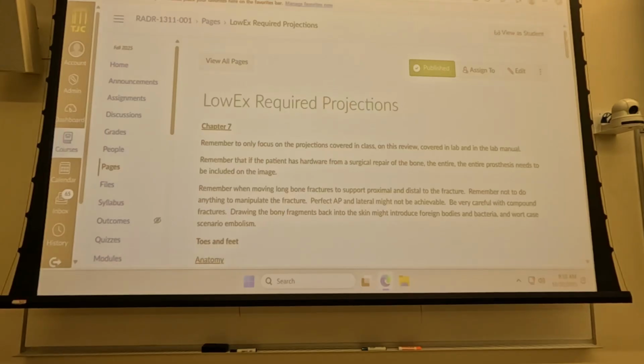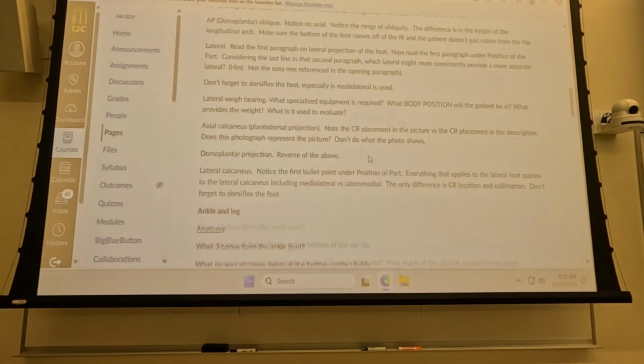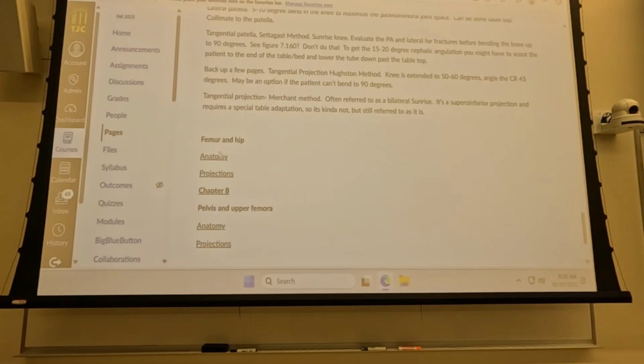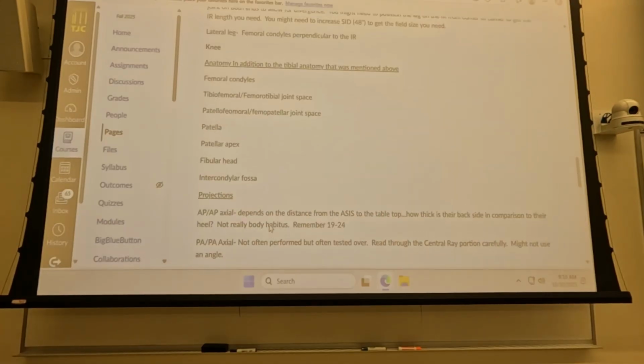Because I started on Wednesday kind of being wordy with it, I felt obligated to go back in and kind of try to reconstruct what I did on Wednesday rather than just bulletize everything. So what I did was I got through knee and left off the femur and hip, and did not get in chapter 8 yet, but I'll get that.